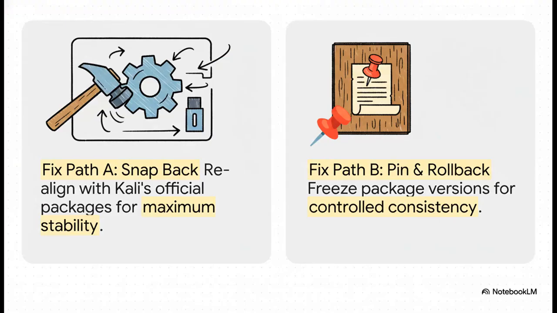So you've got two main choices here. Path A is what we're calling snapback. This is about forcing your system to get back in line with Kali's official packages. For most of us, this is the safest, cleanest, and best option. Then there's Path B, pin and rollback. This is more like performing surgery. You freeze specific packages at a version you know works. This is a strategic move for when you absolutely, positively cannot have your tools change on you, maybe in the middle of a big project.